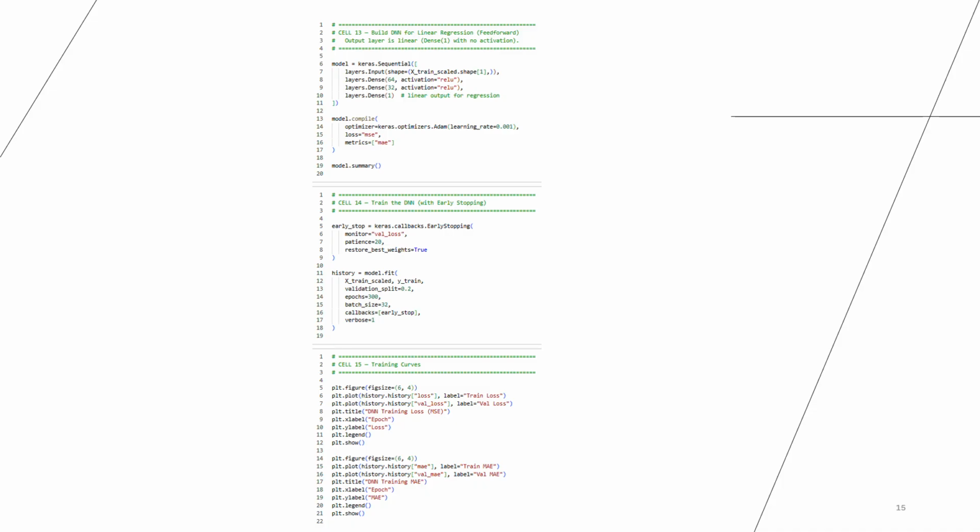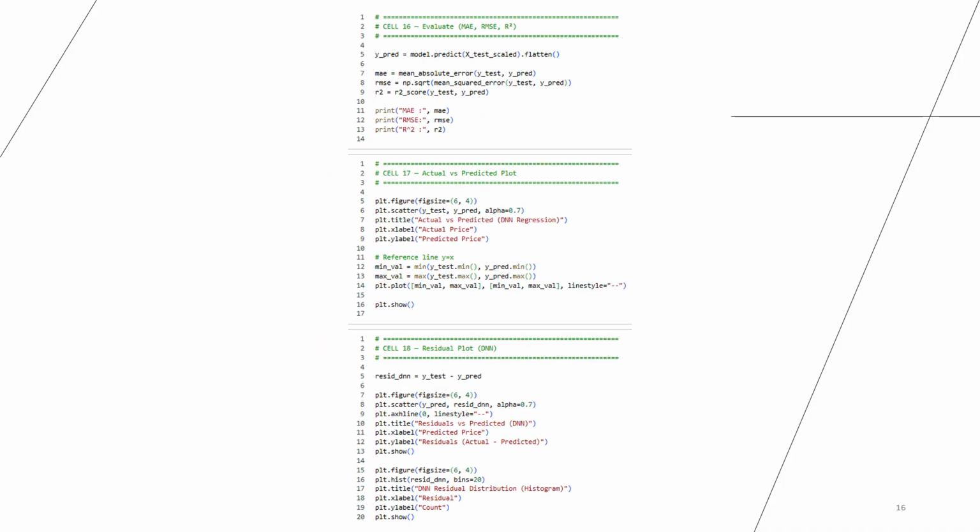The second plot shows the training and validation mean absolute error across epochs. This gives us another perspective on model performance by showing how the average prediction error evolves during the learning process. Together, these visualizations help us understand how the neural network learns over time and whether the model is converging to a stable solution before we move on to evaluating its final performance on the testing dataset.